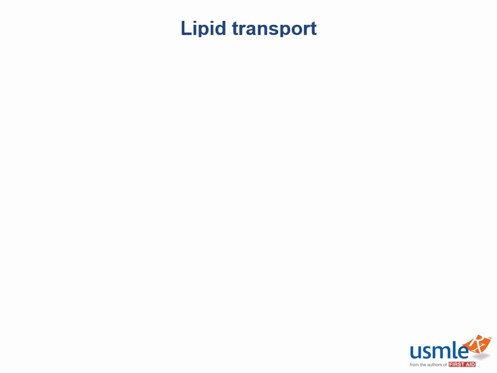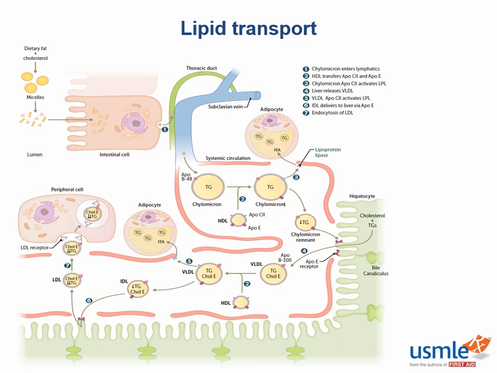Alright, let's get started with lipid transport as we review this figure from your book. Now this process gets kicked off after you eat something that has fat and cholesterol. These fats and cholesterols are converted to micelles, as you can see here. And these micelles are formed as the fats and cholesterols are acted on by bile salts.